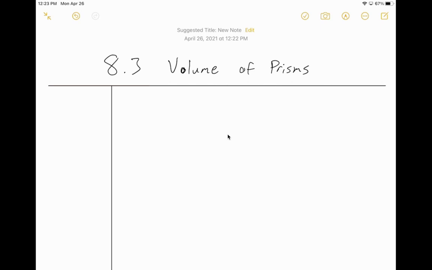All right, so today we're going to talk about prisms and the volume of a prism. Now, first of all, let's talk about volume. What is volume? Volume is used in a couple different contexts. Sometimes you think about volume when you're watching TV or on your laptop, and you say turn the volume up, right? Sound, how much sound we have.